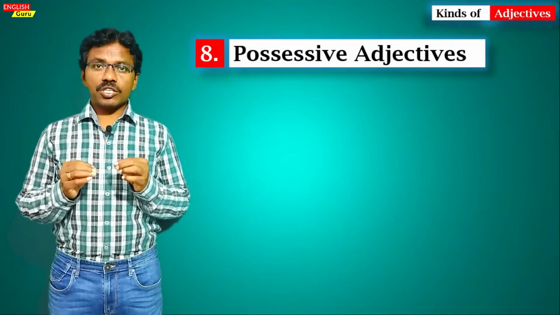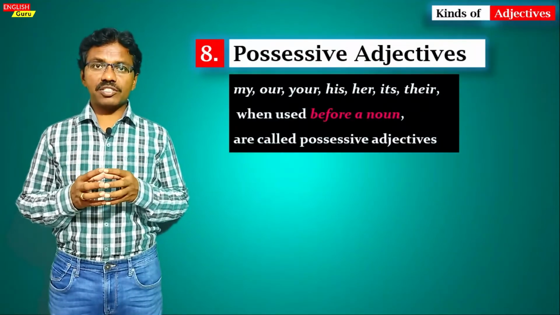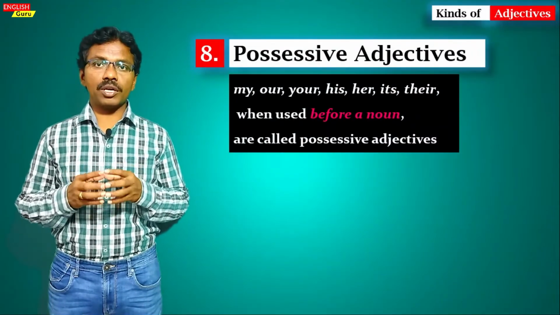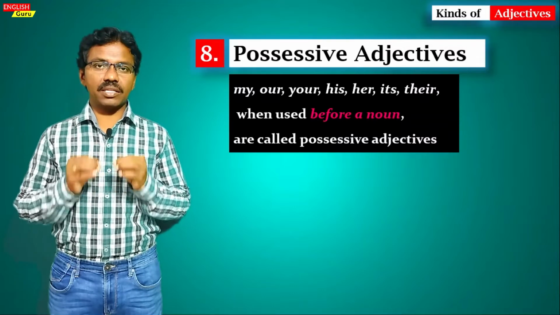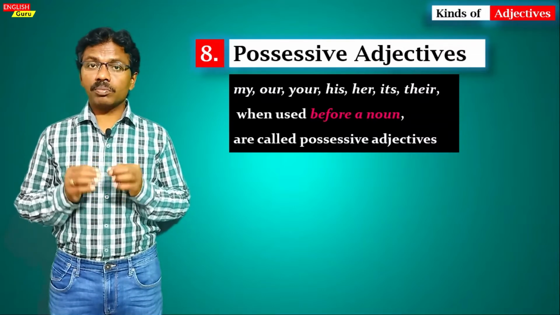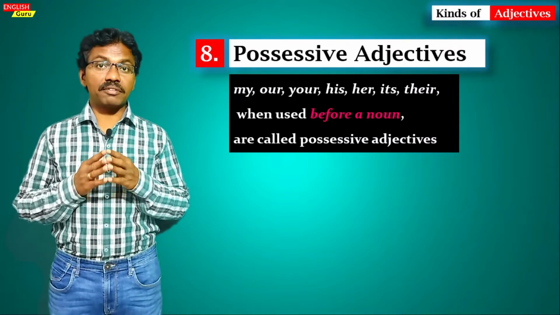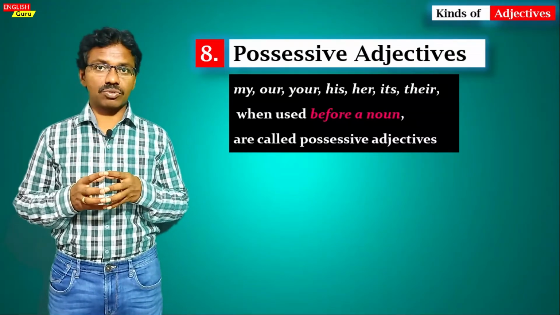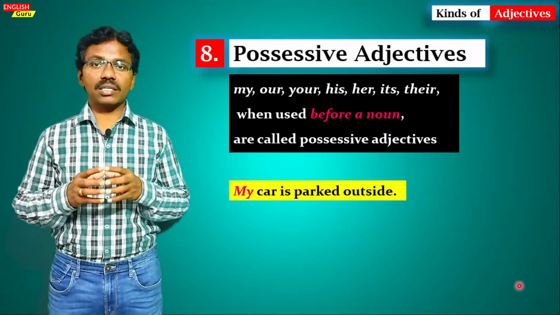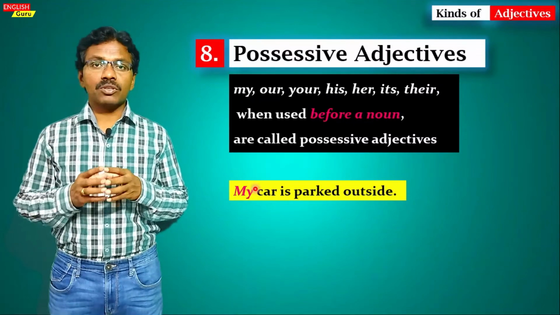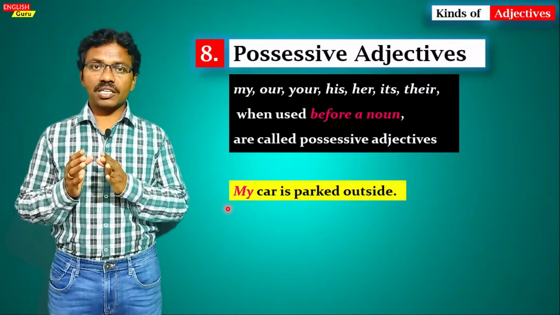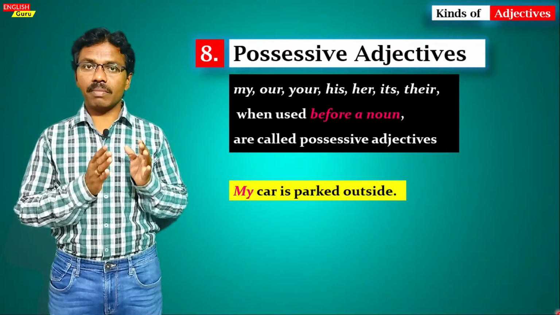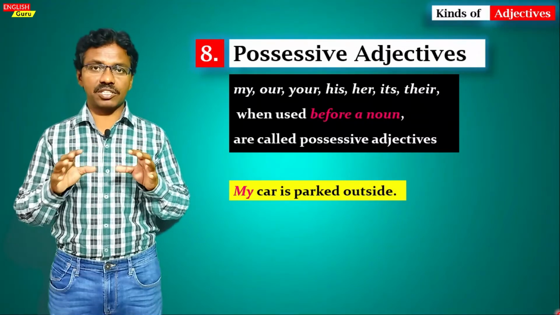The eighth one is possessive adjectives. Possessive adjectives are like my, our, your, his, her, its, their. They are called possessive adjectives if they are used before a noun. For example, my car is parked outside. So car is a noun, and my is used before it. My is a possessive adjective.